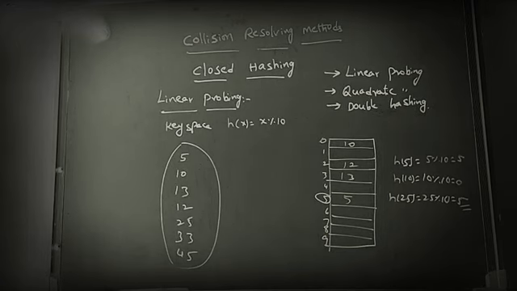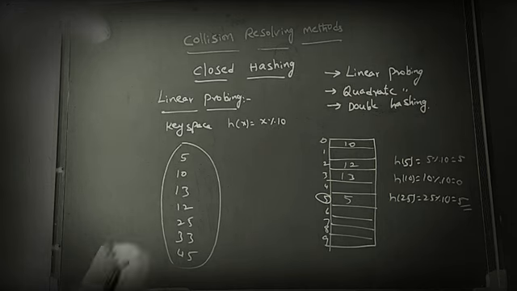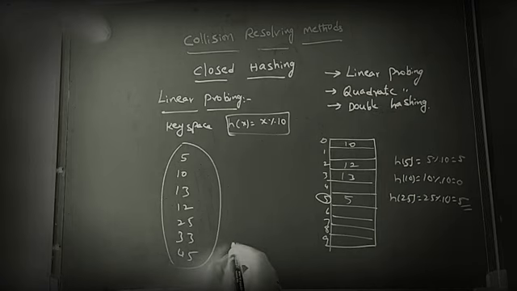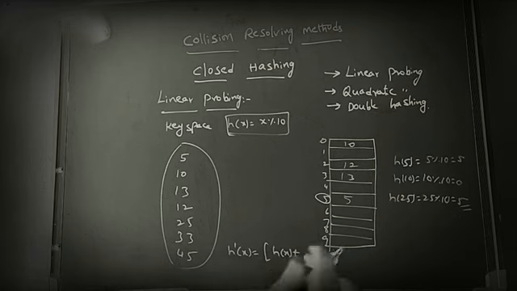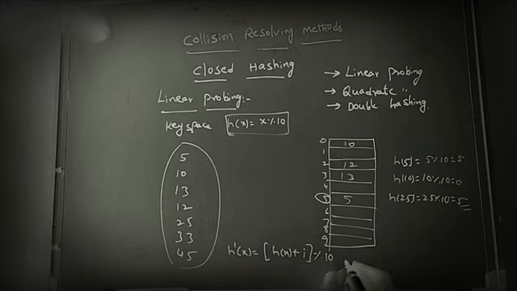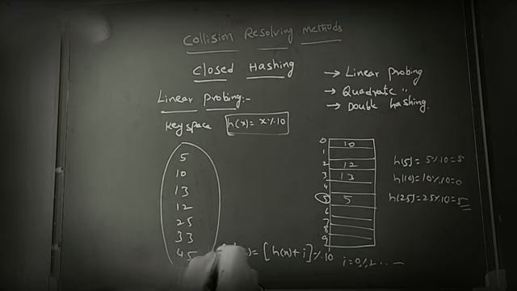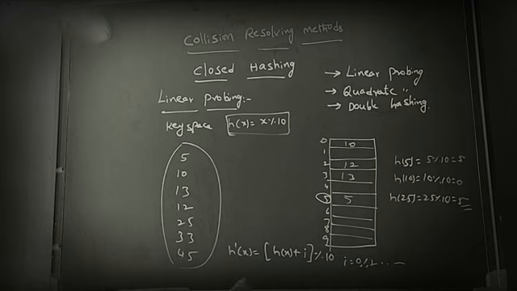Okay. So how to resolve it? We can make some modification to this formula. What is the modification? h'(x) is equal to (h(x) + f(i)) mod 10, where i equals 0, 1, 2 and so on. So this is a very important thing you have to remember.